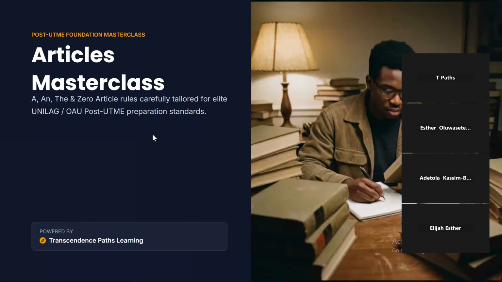So we are talking about A, the, and the famous zero article. By the time we leave the Zoom room today, you will look at this question and spot the correct answer in less than 5 seconds. So let's go straight into business.